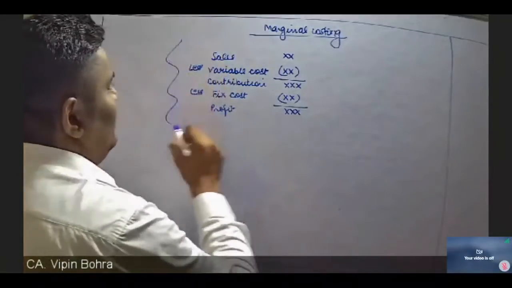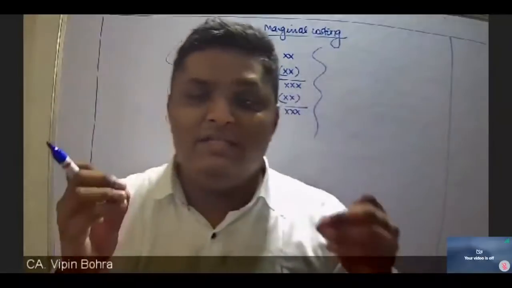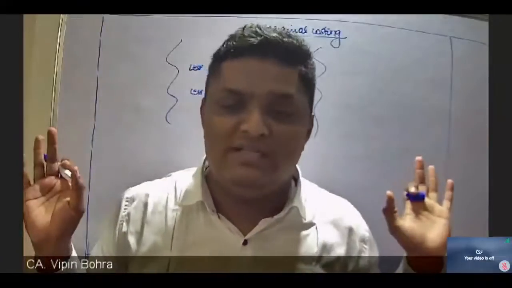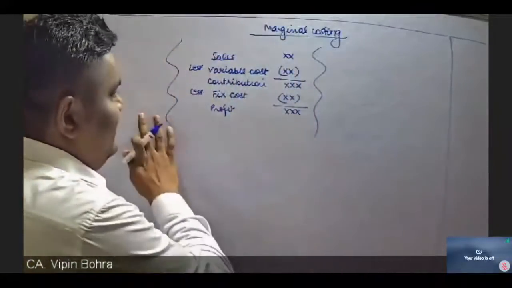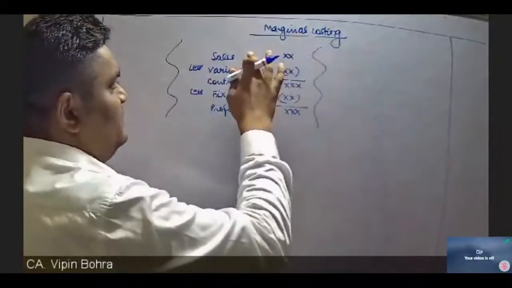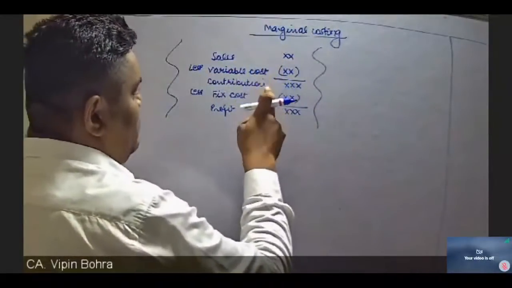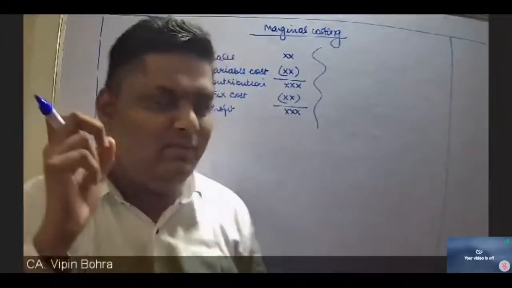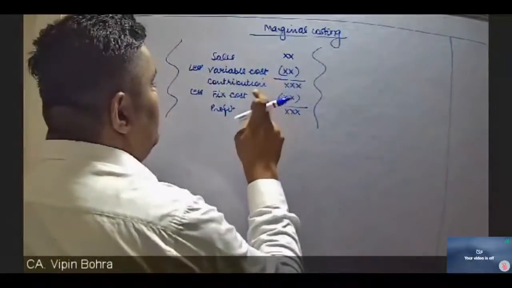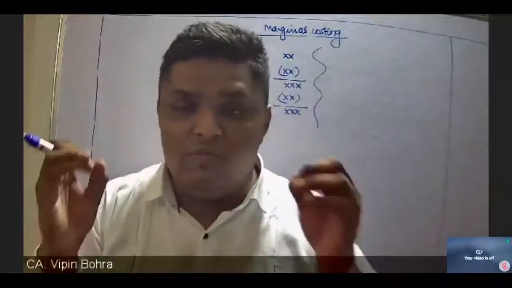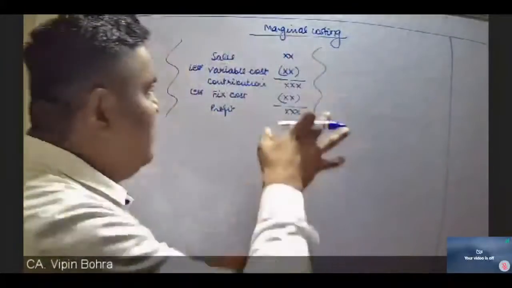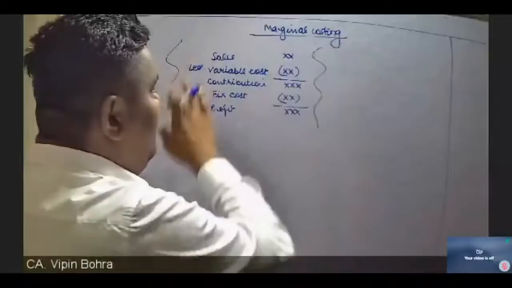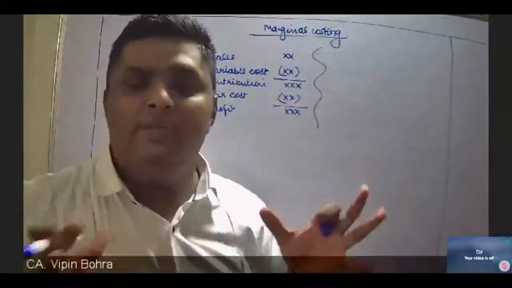So once you are thorough with these 5 terms, once you learn to play with these 5 terms, you will be the master of marginal costing. The only thing that is in this chapter is these 5 terms. Sales minus variable cost is contribution minus fixed cost is profit. I repeat again, sales minus variable cost is contribution minus fixed cost is profit. Once you know how to play with these 5 elements, you will be the master of marginal costing.